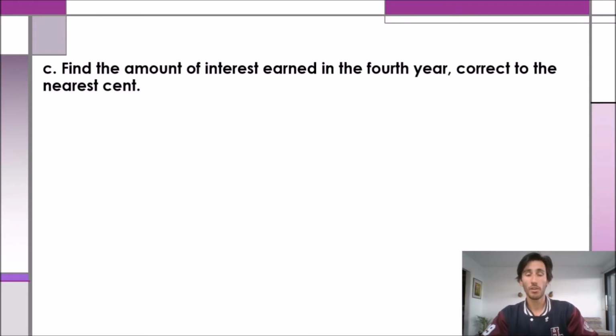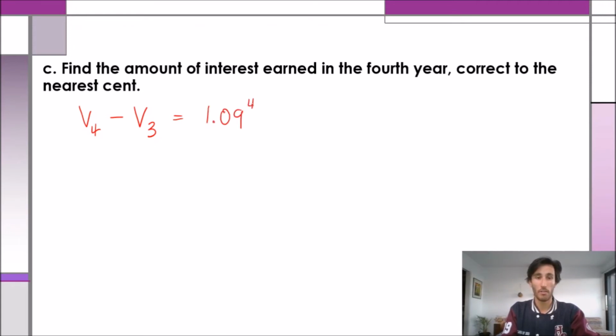Find the amount of interest earned in the 4th year, correct to the nearest cent. All right, I want you guys to think about this one. We want the amount of interest earned in the fourth year. So we figure out the total amount in the fourth year and we subtract it from the total amount in the third year. Now this change will give us the amount of interest. Now this will be 1.09 to the power of 4 times 10,000 minus 1.09 to the power of 3, sorry, I have to be a bit pedantic here, times 10,000.